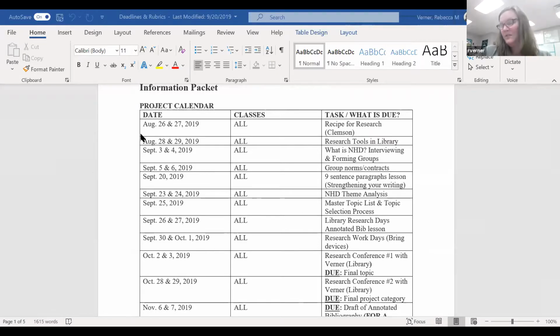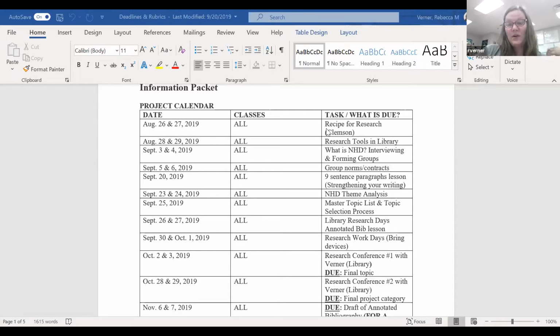Because I have 175 students, there's no way I can allow them to do individual projects. So I have them do it as a group project. And National History Day defines group as 2 to 5 students. So I require them to do it as a group. They form their own groups. They choose their own topics. And you can kind of see how it's broken down in that process here.